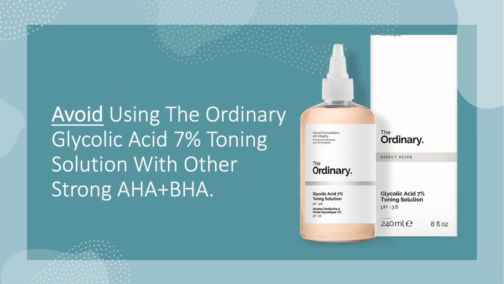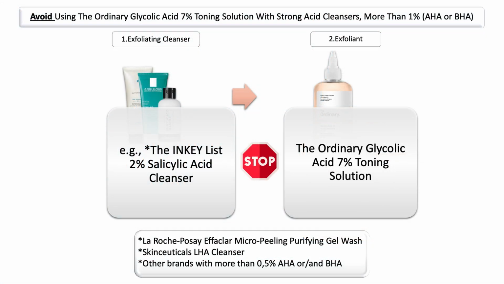And now I want to do a quick differentiation, since I have now talked about what you should not use in the same routine, because of skin irritation, but also because some products may neutralize each other. I now want to talk about what you should avoid using in the same routine when including the Ordinary glycolic acid toning solution. This is mainly to avoid using it with other strong AHAs and BHAs, which can be leave-on exfoliating acids, cleansers, masks, whatsoever. And I want to give you an example.